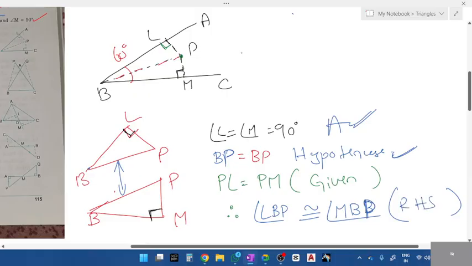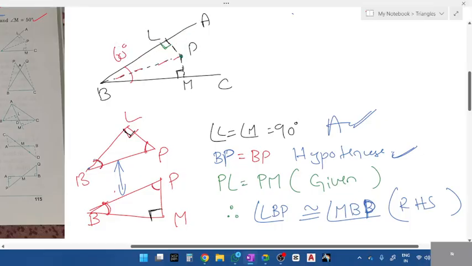RHS. Okay, now tell me, we proved it congruent. See, any question related to triangle congruency, split into two parts, prove them that they are congruent. Okay, if they are congruent, students, yesterday I told you all, if it is congruent, what are the other two angles? Angle L is equal to angle M. What are the other two angles which are not mentioned? Angle B will be equal to angle B, right? Angle P also will be equal to angle P.